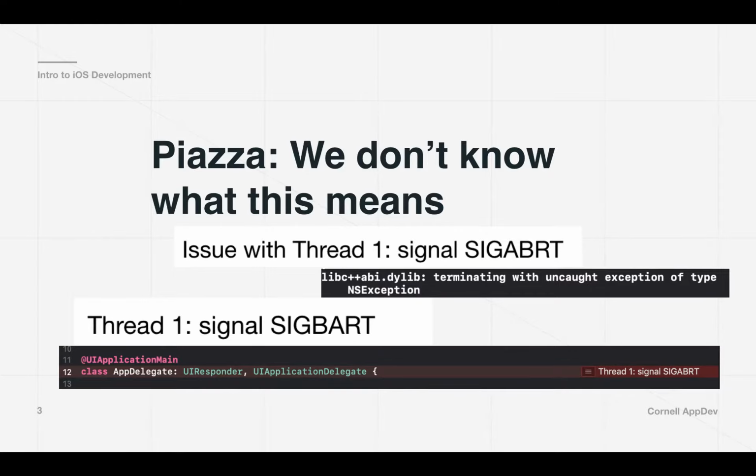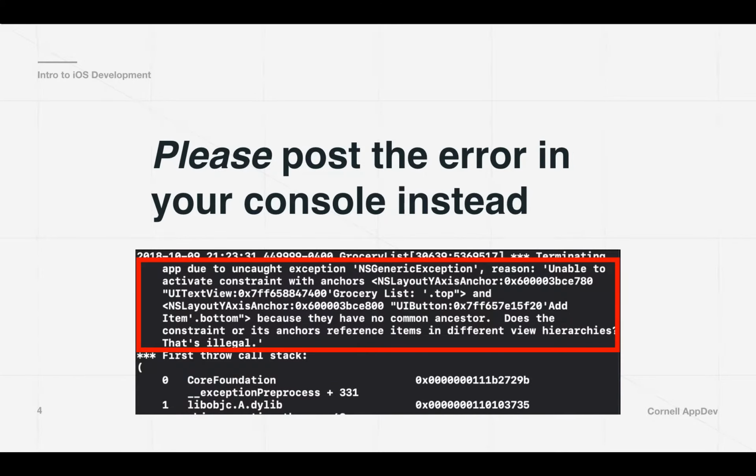So first of all, we got a lot of questions on Piazza with this SIGABRT error. And one thing that we put in our how-to-ask-questions-on-Piazza post is do not post just this. We don't know what this means. This is a mysterious, very generic error that Apple gives you when your app crashes. So instead of doing this, please post the error in your console. This is that black box on the bottom right-hand side, and you can actually see the information that it gives you.